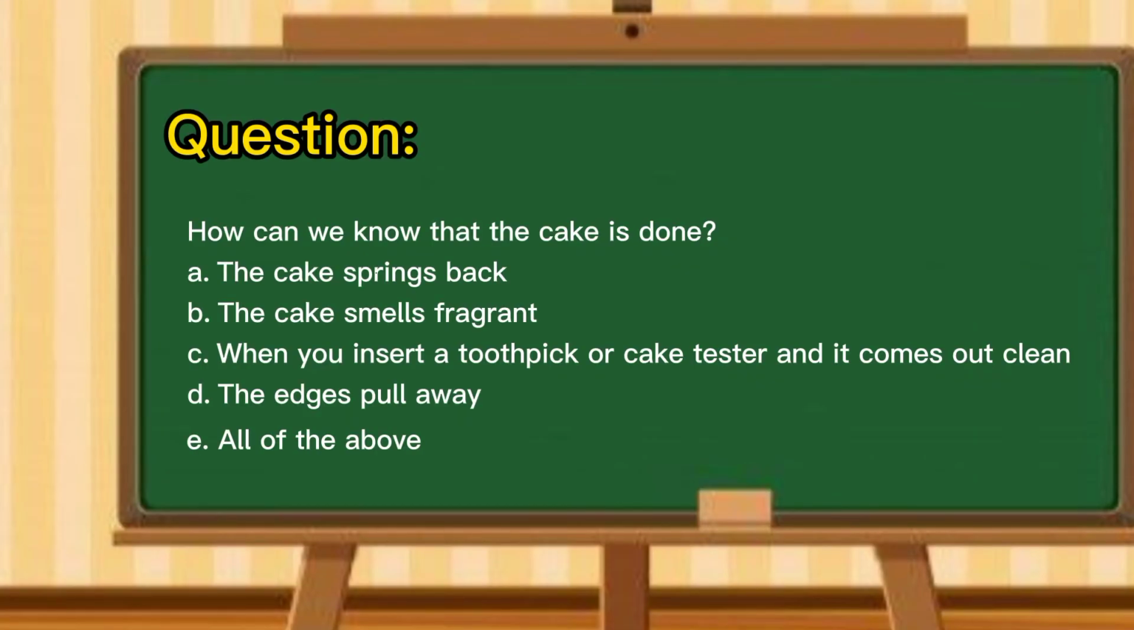Question. How can we know that the cake is done? A. The cake springs back. B. The cake smells fragrant. C. When you insert a toothpick or cake tester and it comes out clean. D. The edges pull away. And letter E. All of the above. If your answer is all of the above, you are correct.